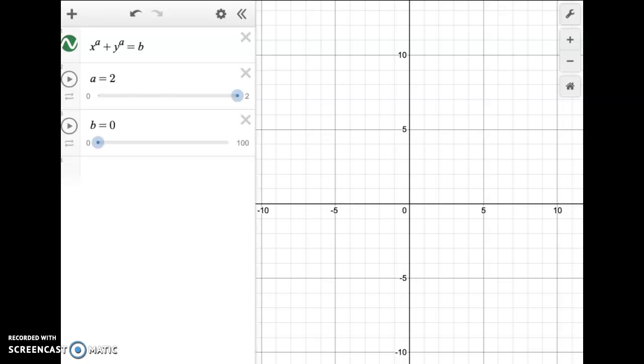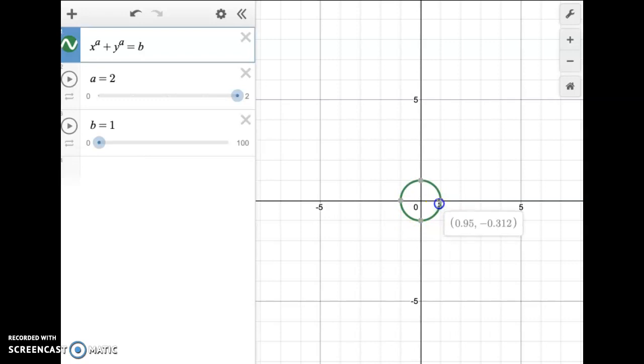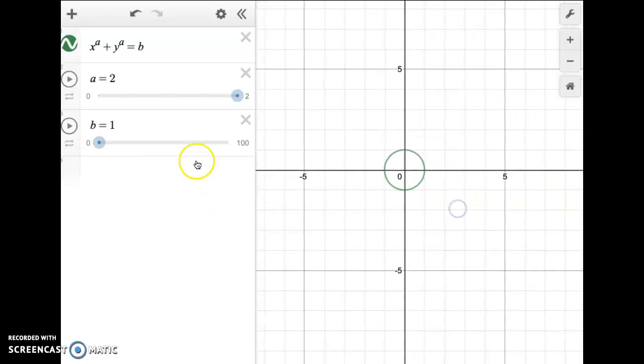So for this video, we're going to be looking at what happens when the exponents of x and y are between 0 and 2, which means that they are not going to be whole numbers, so they're going to be decimals. And we're also going to be looking at what happens when b is also changed. So just to get an idea, we're going to start with b just equaling 1. And we're going to see what happens to our shape and our graph when we change it.